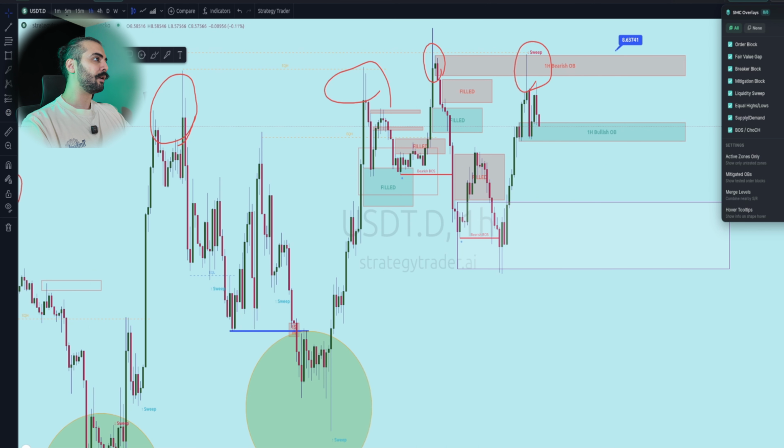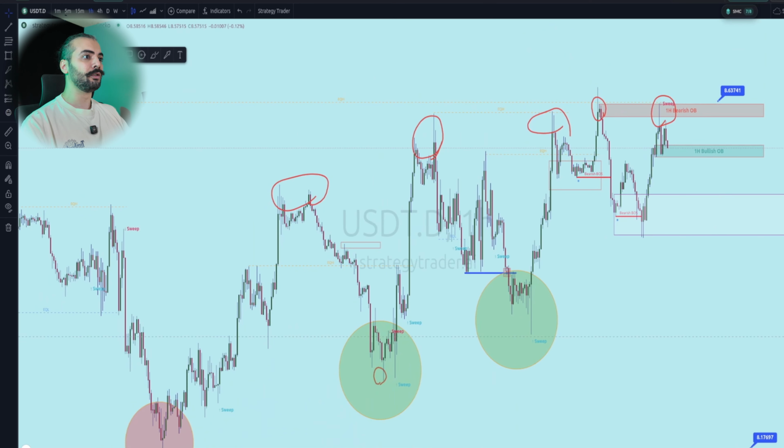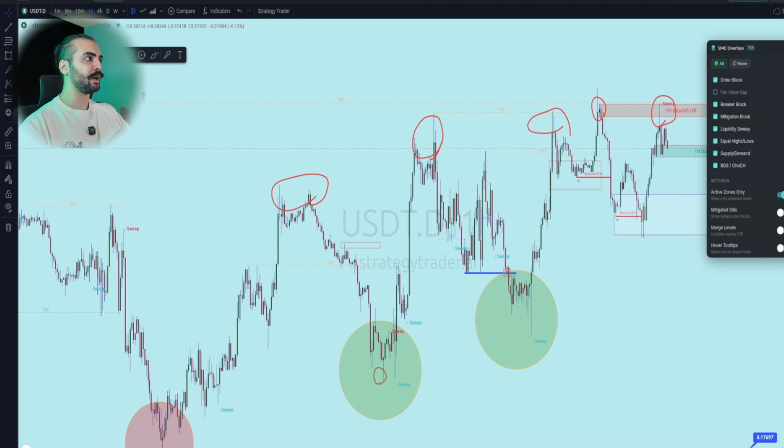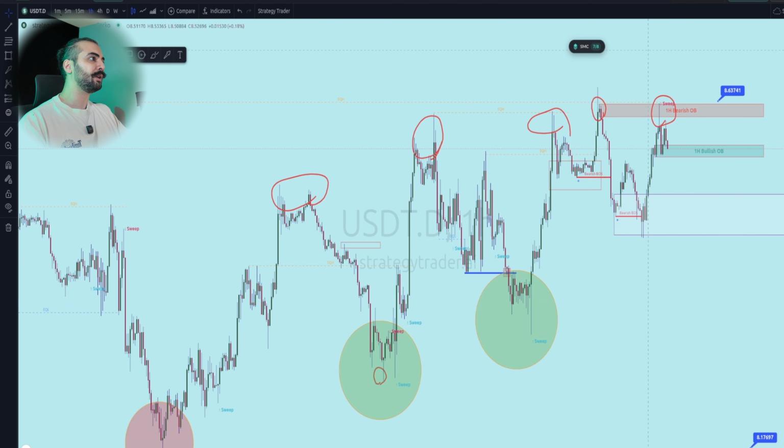Let me also, for now, I don't want to talk about the fair value gap, so I will clean up my chart. By the way, the chart is good for me. If you want, you can make any changes with the options that you have here. You can make any changes you want, so it's totally up to you. For me right now, it's good enough.